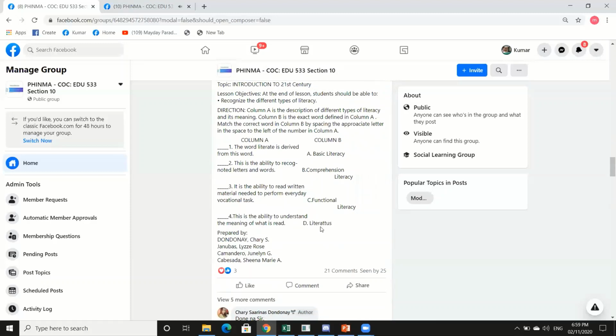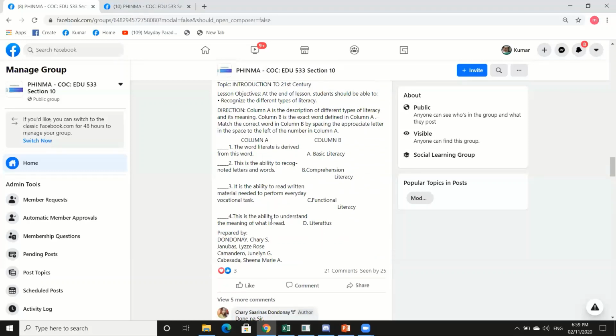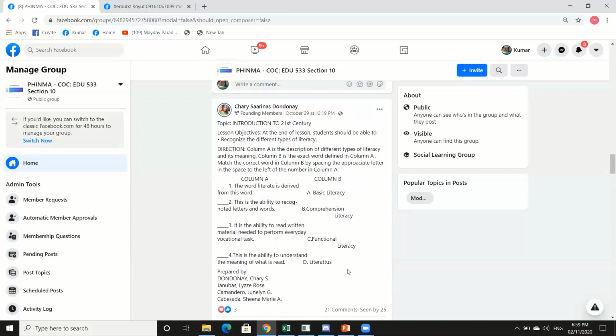Okay, this is the corrected one, but again, there is one item here that does not belong to the group. Okay, this one. So again, when you are going to write the matching type test, it should be of the same kind. And there should be more options than the premise. Column A is called the premise. Column B is called the options. There should be more options.